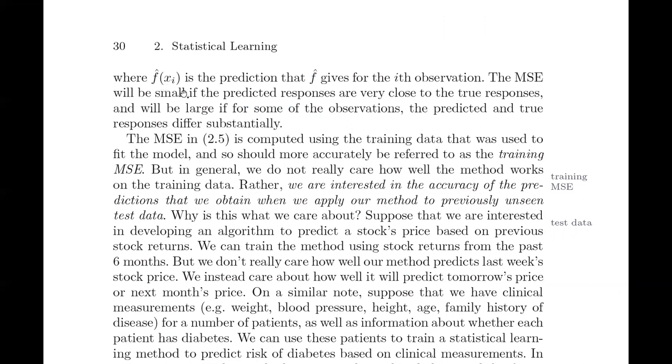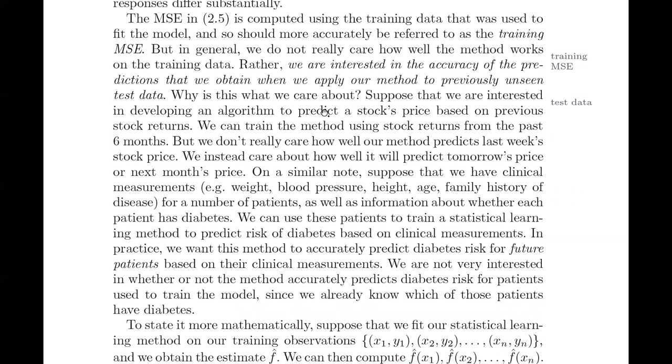Where f hat of xi is the prediction that f hat gives for the ith observation. The mean squared error will be small if the predicted responses are very close to the true responses, and will be large if, for some of the observations, the predicted and true responses differ substantially. The mean squared error is computed using the training data that was used to fit the model, and so should more accurately be referred to as the training mean squared error.